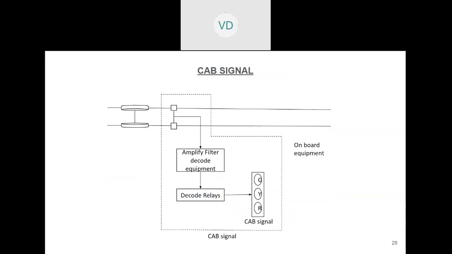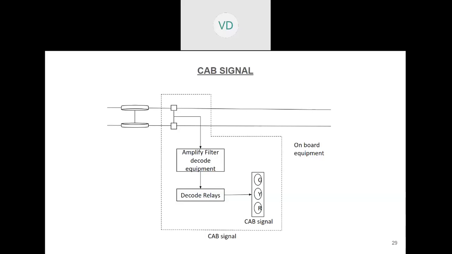If a particular code is coming, it is yellow. If a particular code is coming, it's green. If no code comes, it is red. Red is not given a separate code. Red is given no code because that is the fail-safe. If no code is there, you take it as red.